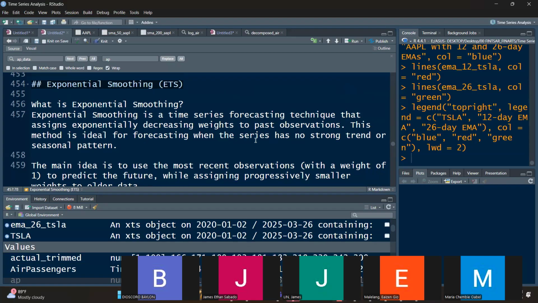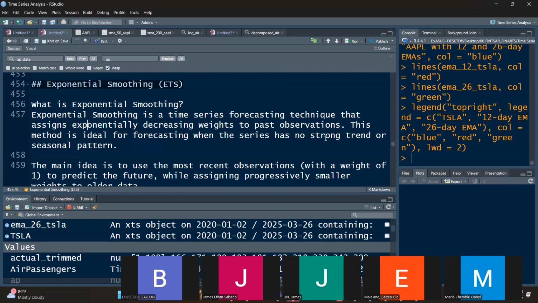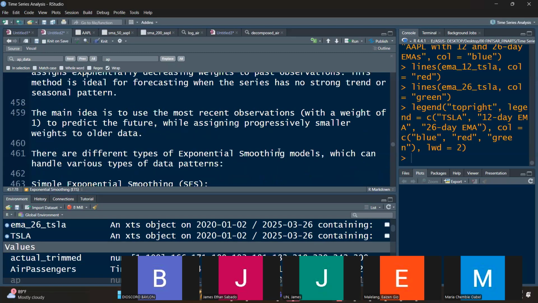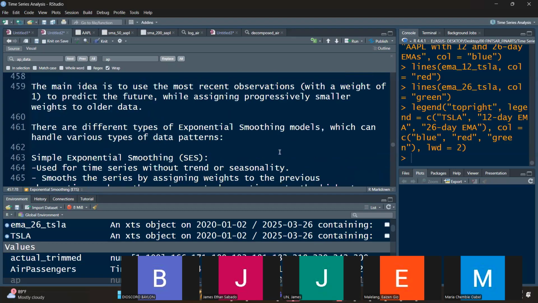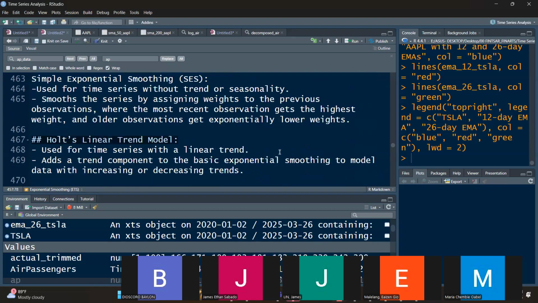Okay, so this is ideal for forecasting when the time series has no strong trend or seasonal pattern. Of course, there are weaknesses here. There are several types of exponential smoothing. The first one is SES, simple. Then we'll go to Holt, and then Holt-Winters.